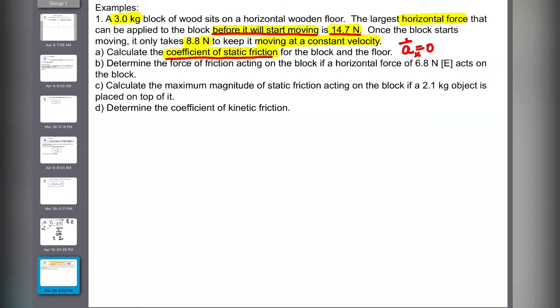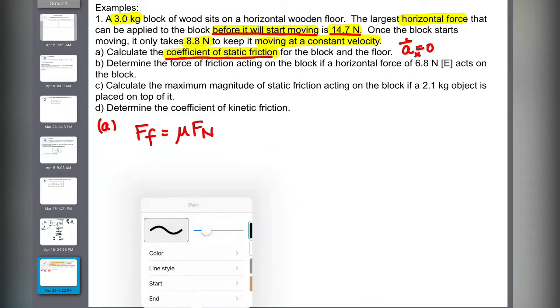Okay, so part A, we know that we need to solve for the coefficient of friction. Hopefully you remember the symbol. The symbol for coefficient of static friction is mu. It's mu with an S, but I'm just going to say mu. So I have Ff equals mu Fn. Okay, I am looking for mu. I don't really have anything else. That means I need to actually use the free body diagram and solve for it.